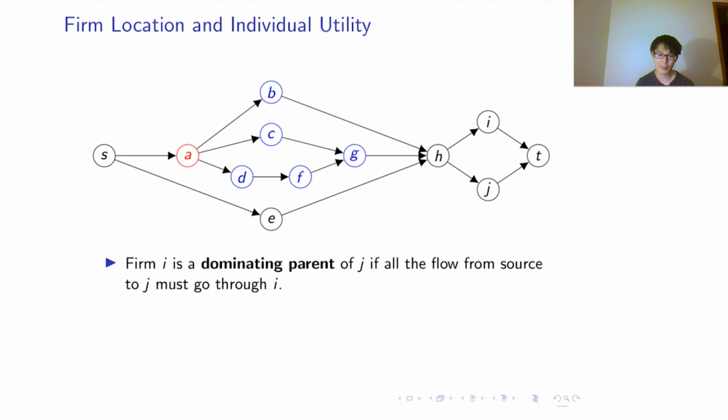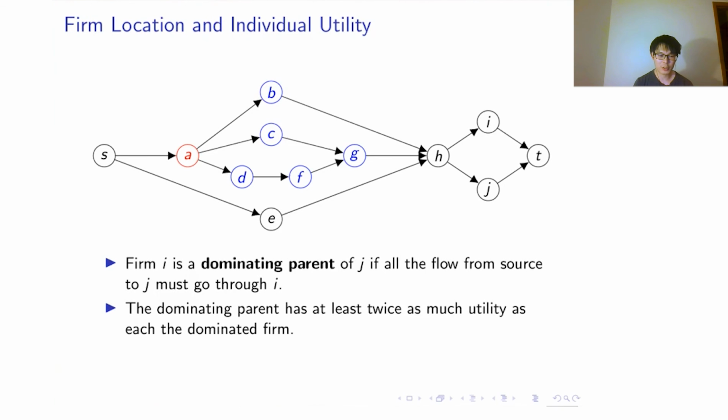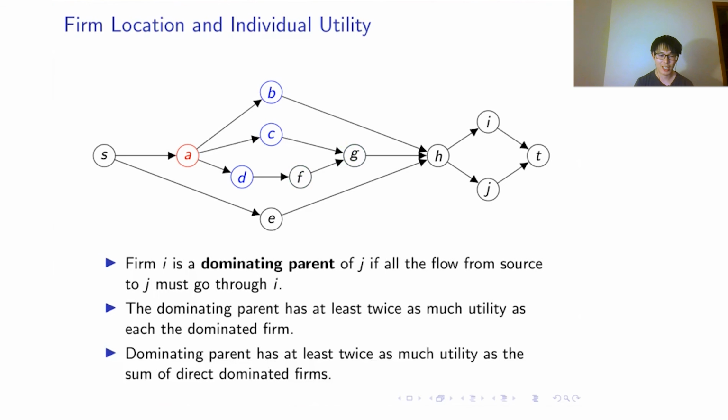So we discuss firm location and individual utility. We say that firm I is a dominating parent of J if all the flow from source to J must go through I. So in this case, the red node A is a dominating parent of the blue nodes. From the closed form, we obtain the result that the dominating parent has at least twice as much utility as each of the dominated firms. So in this example, the utility of A is at least twice the utility of B. It's also at least twice that of C, and so on and so forth. Especially for the SM case, the dominating parent has at least twice as much utility as the sum of all the buyers. So in this case, the utility of A is at least twice the sum of B, C, and D.